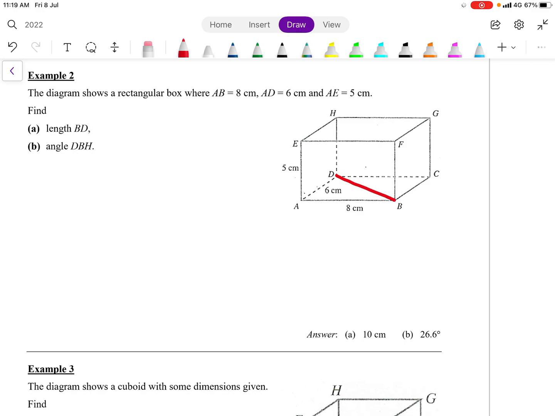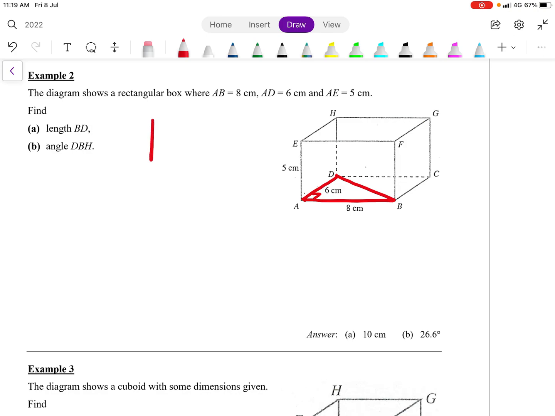BD is here. Which relevant triangle should I use? Since I have the length 6, since I have the length 8, the relevant triangle I'll pick will be ABD. The right angle will be at A.